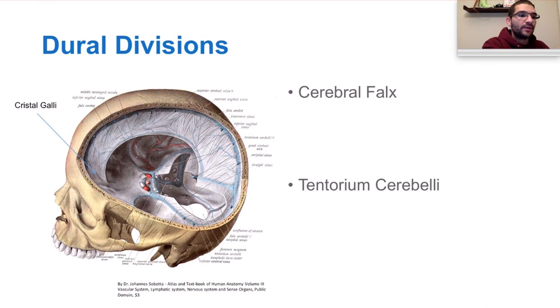So now I'd like to talk a little bit about the dural divisions, to describe what the cerebral falx and the tentorium cerebelli are. These dural divisions are just thickened dura that separates parts of the brain, such as the cerebrum and the cerebellum. The cerebral falx goes right down the middle, separating the hemispheres into two. That's also where the superior sagittal sinus runs, and also where the anterior cerebral arteries run. And then you have the tentorium cerebelli, which separates the cerebrum from the cerebellum. Hence, that's why you end up getting these herniations.